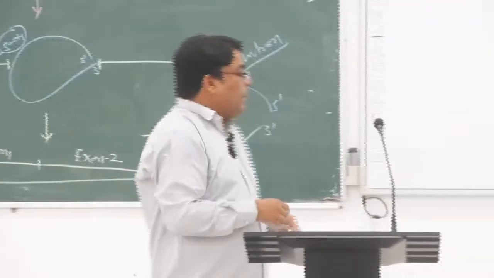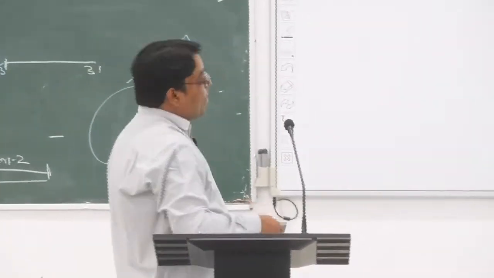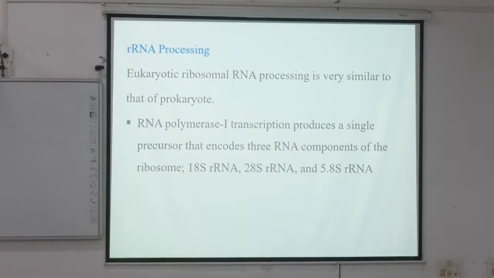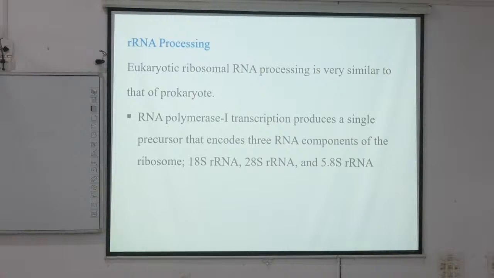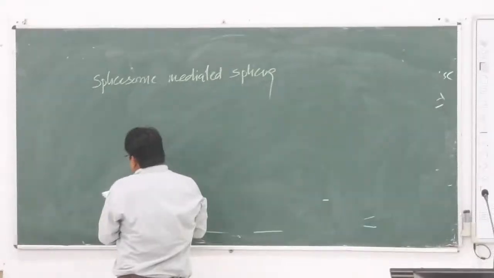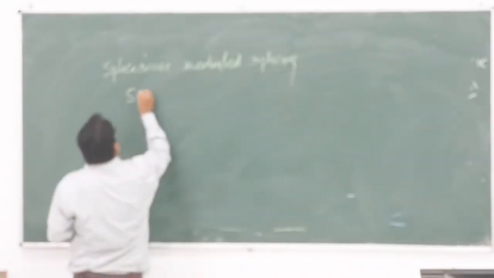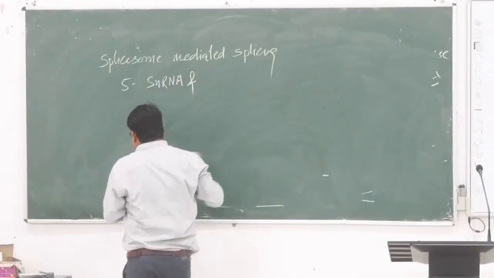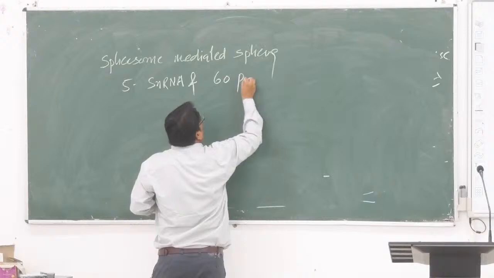Now, by the use of spliceosomes, proteins come for this. It is called spliceosome mediated splicing. Here there are 5 small nuclear RNAs and 60 proteins required.